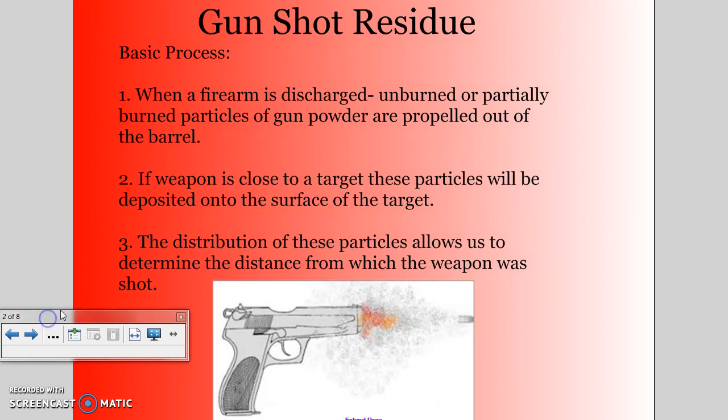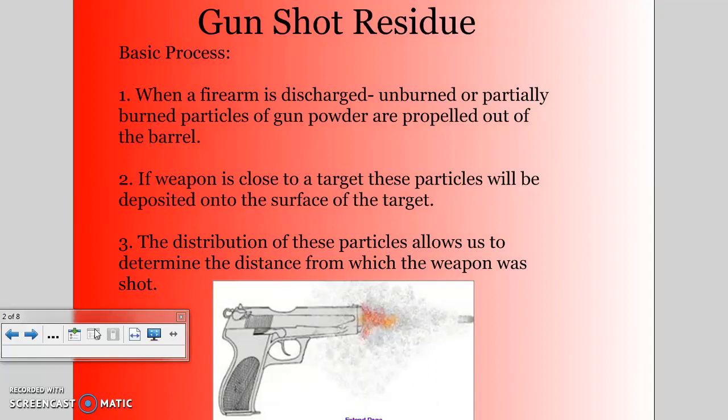So here's the basic process. When a firearm is discharged, so when you pull the trigger and the bullet flies down the barrel of the gun, some of the unburned or partially burned particles of the gunpowder are propelled out of the barrel. So all that gunpowder that's in the cartridge, some of it gets blown out behind the bullet when the weapon is fired. So if the weapon is very close to a target, those powder residues are going to end up on the surface of that target, and that's what gunshot residue is.